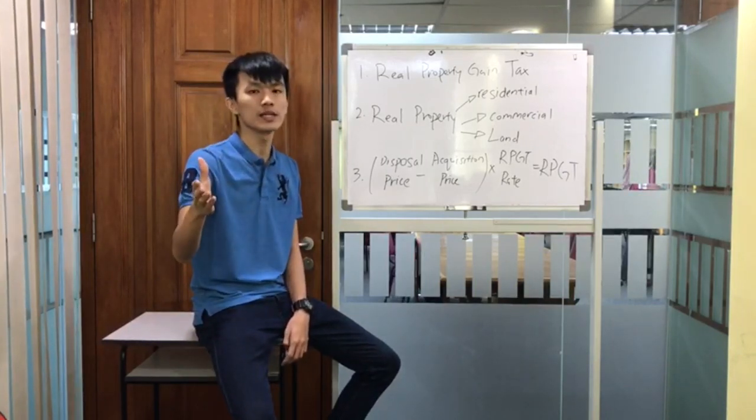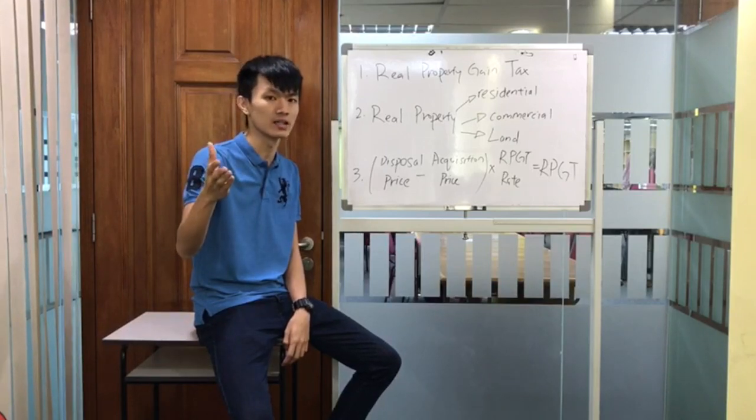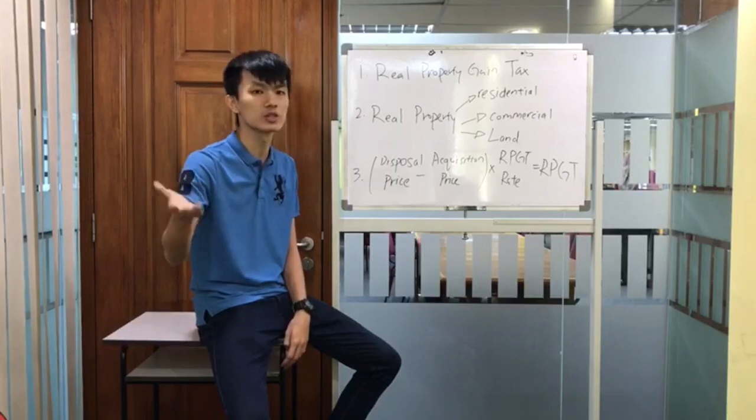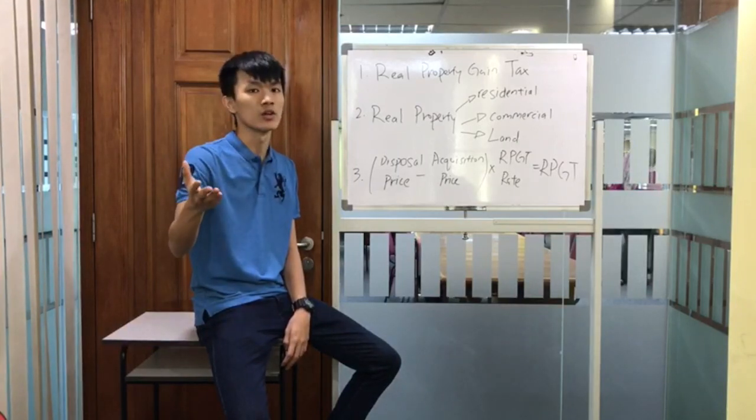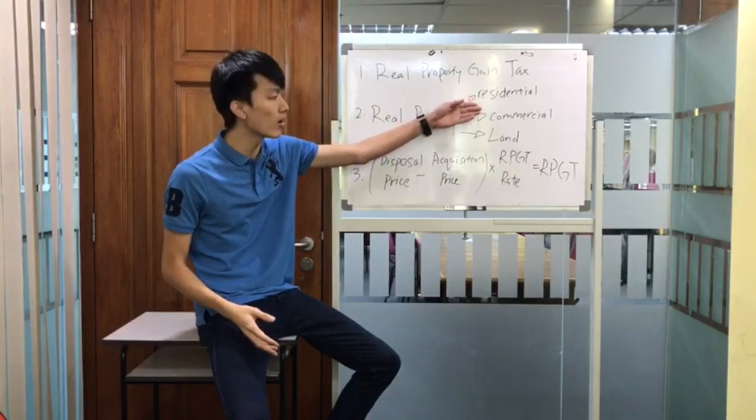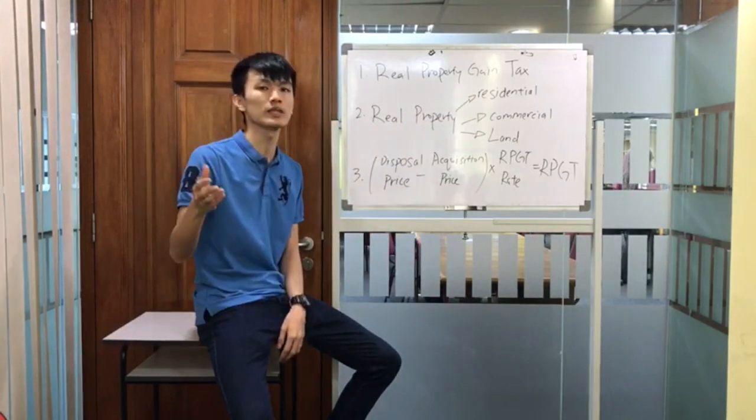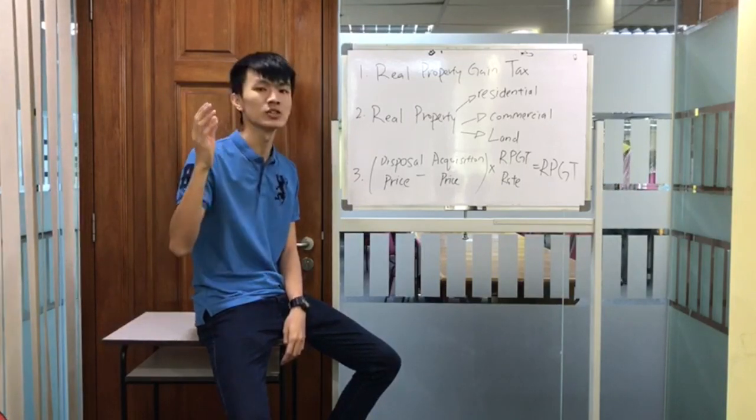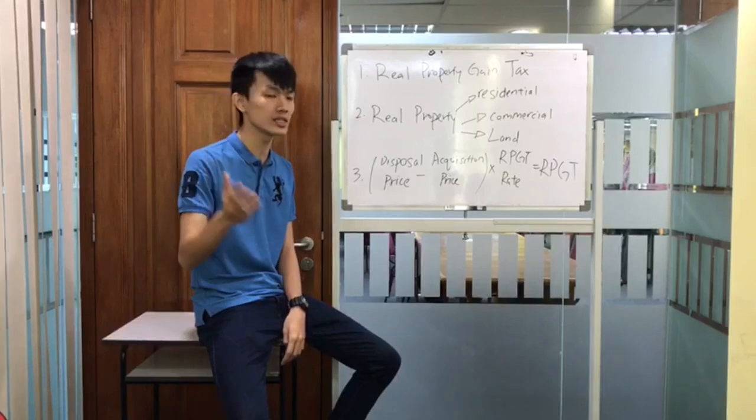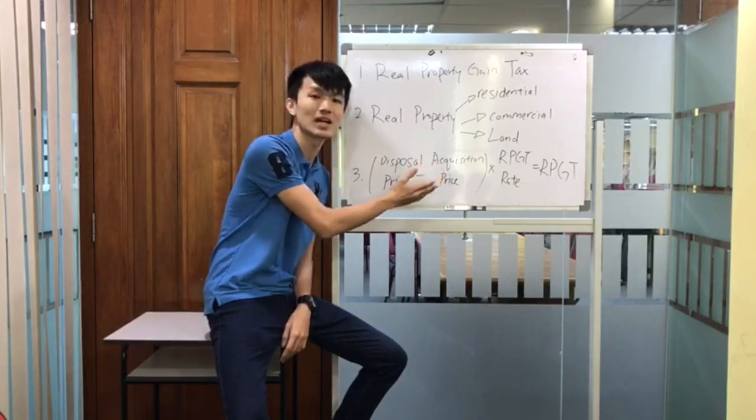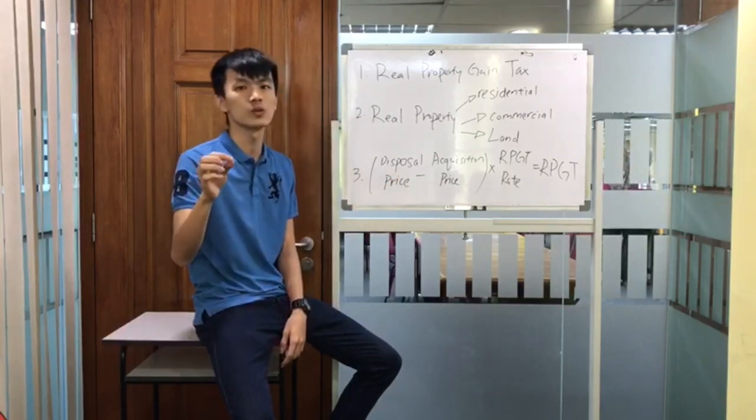So real property can be categorized in three: any residential properties, any commercial properties, or any land. It means that whenever you are selling any of these three properties, you have to pay RBGT when there is a profit. So in simple terms, RBGT is disposal price minus acquisition price, times the RBGT rate, is equal to RBGT.